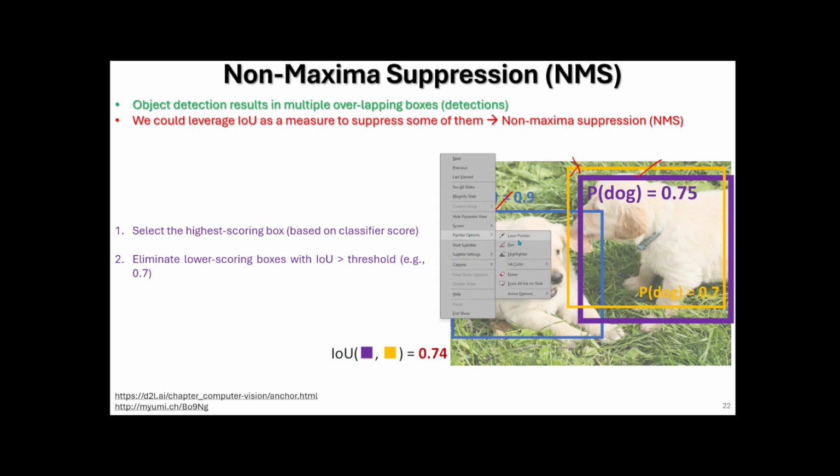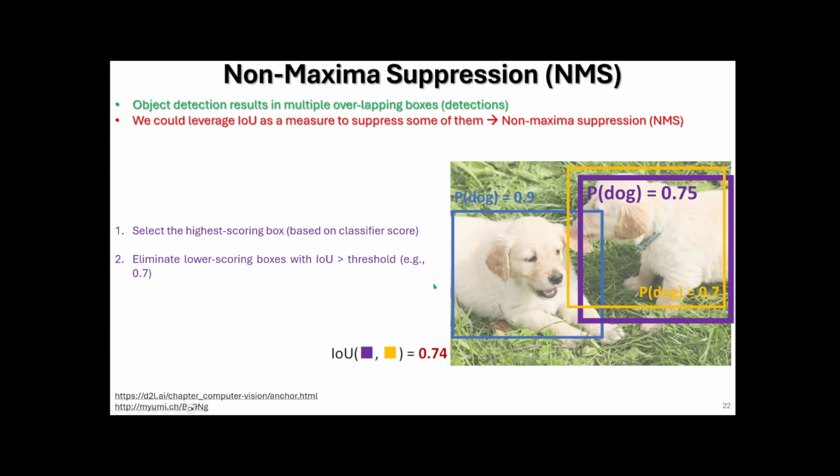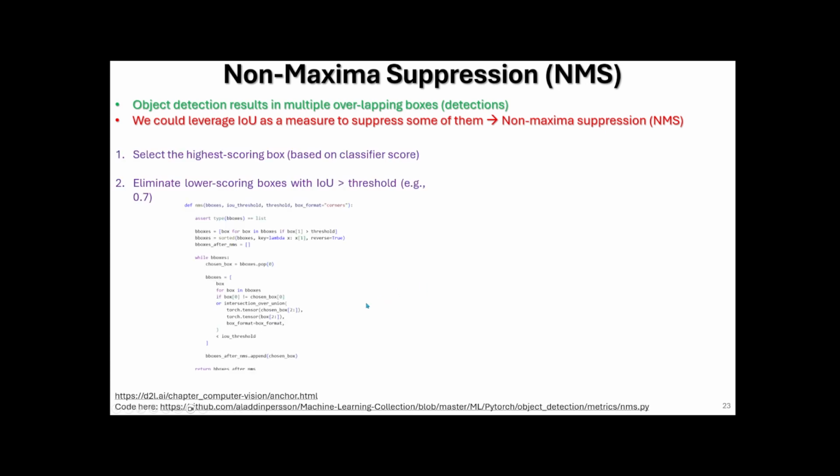So this is what we call non-maxima suppression. You suppress everything except the max one. Okay, that's the idea. Now I'll go through this code. I think that makes it pretty easy for you.